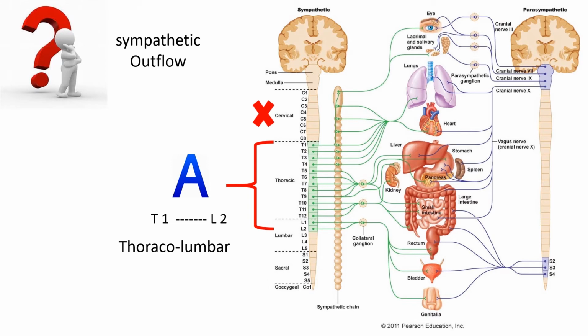If it starts at T1, what about the cervical segments of the spinal cord? These segments, the cervical, do not give outflow of the sympathetic nervous system. Neither the brainstem or the brain, neither the sacral segments and the lower lumbar segments. So it is only T1 to L2, it's only thoracolumbar.